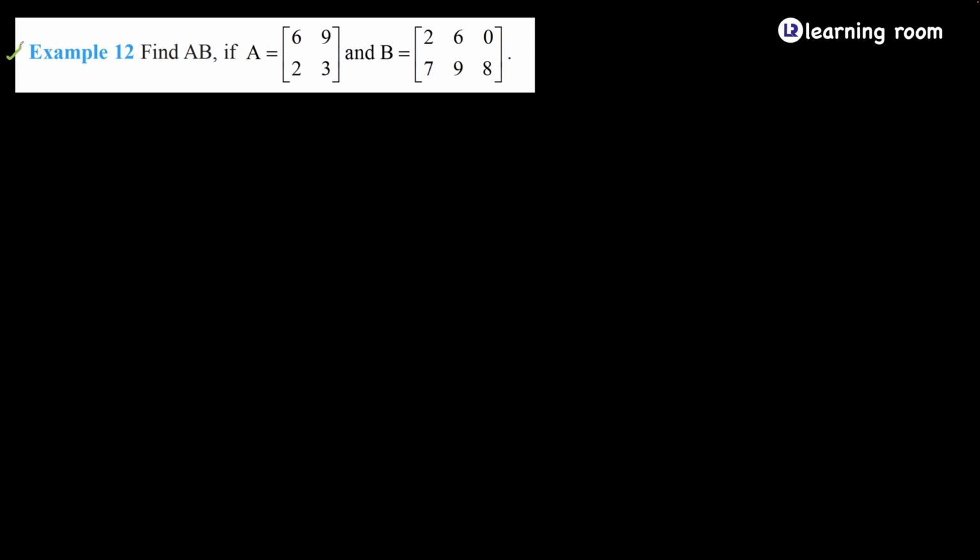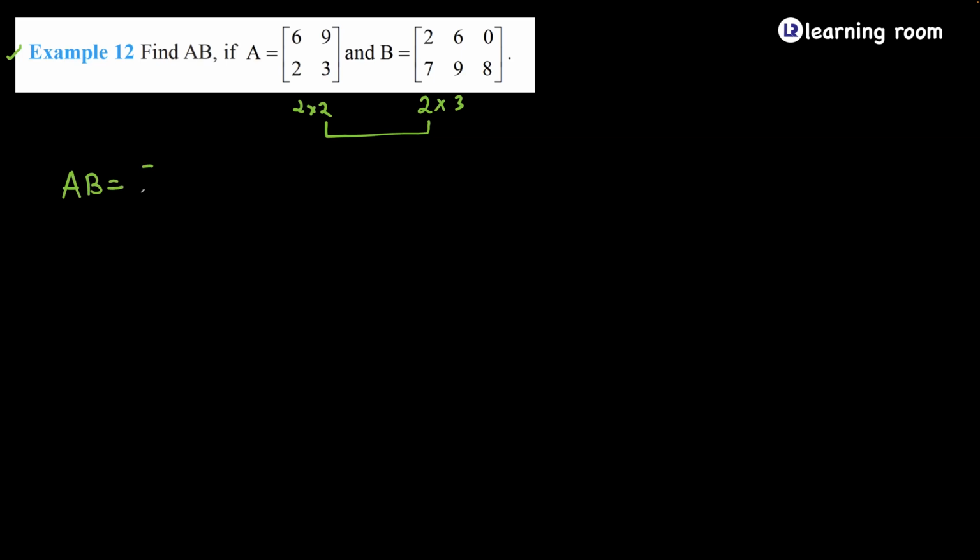If you look at example number 12, we need to find AB if A is given as [6 9; 2 3] and B is given as [2 6 0; 7 9 8]. What is the first check? This is of order 2 cross 2. This is of order 2 cross 3. The number of columns here should be equal to the number of rows. Since it is matching, there is a possibility of these two matrices to get multiplied.